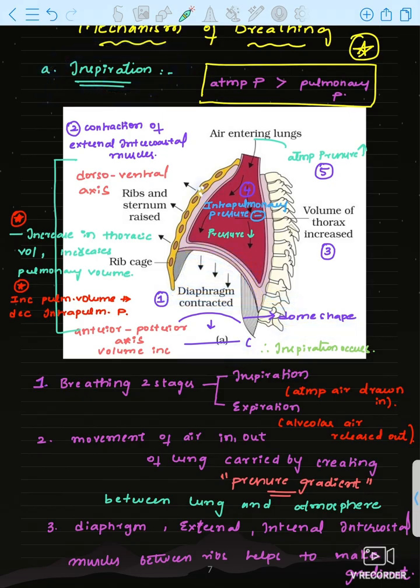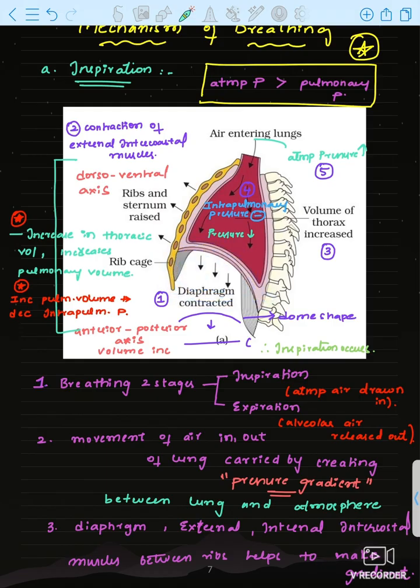In between the ribs, external intercostal muscles will be there. These external intercostal muscles also will contract, and ribs and sternum will be raised. If they contract, they will move upwards, and here space will increase. Okay, see, listen. Now the diaphragm is dome shaped. When it contracts, it will come down. See, some volume is increased.